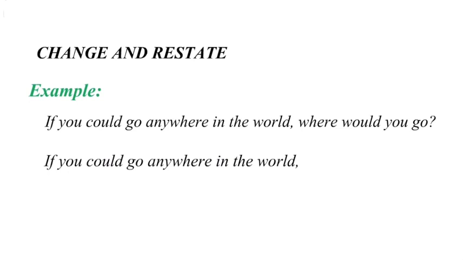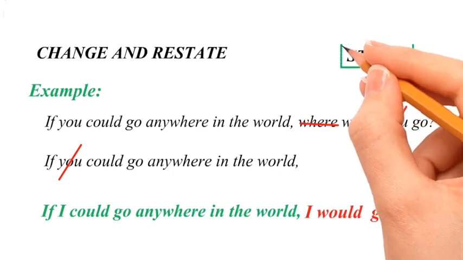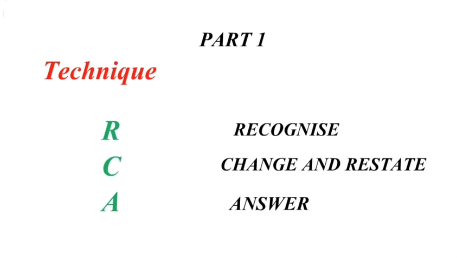In this clause, we'll change the pronoun, that is you, and in place of you, I'll write I, and then we'll write the rest of the part as it is. So, if I could go anywhere in the world. So with this technique, half of the answer is already done. Now the main question is, where would you go? Here we'll do two changes. That means we'll remove the question word, and again the pronoun you will be changed to I. So, I would go. This is how we complete our step number 2.